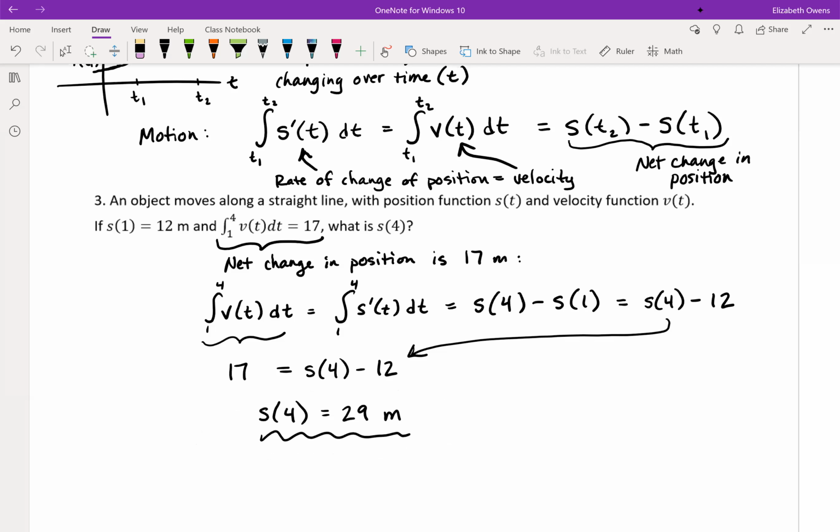All right, so there's a quick example of the net change theorem. And really all this is just an application of the fundamental theorem part 2.